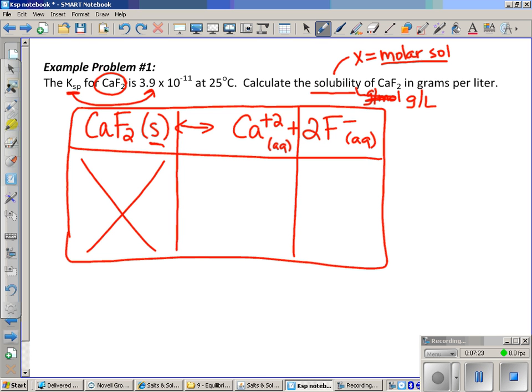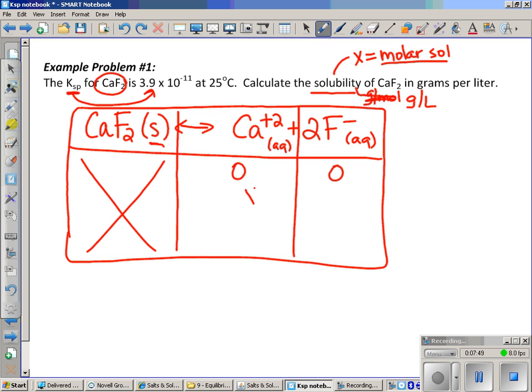All right, so let's start with our initial values. Initially, before we put our solid into the water, there are no ions. So for Ksp problems, those two concentrations always start as 0. Again, these are easy problems, honestly. Once you get the hang of what they're asking for, the problems are much more straightforward than even some of the equilibrium problems we've done.